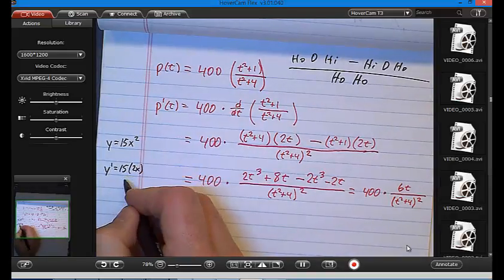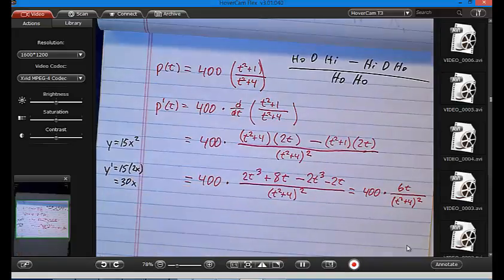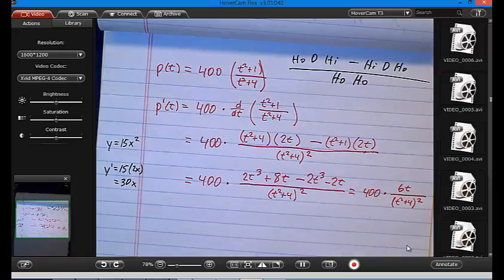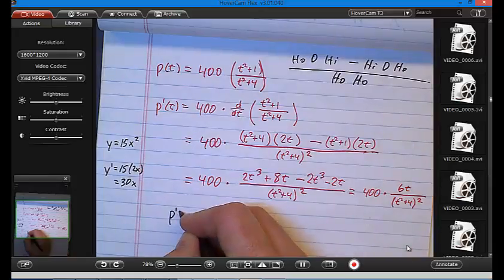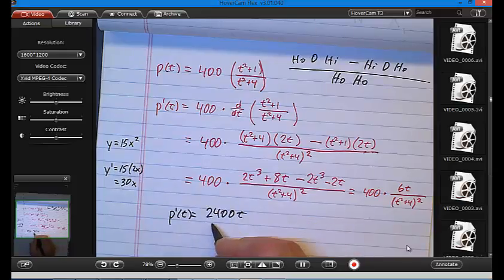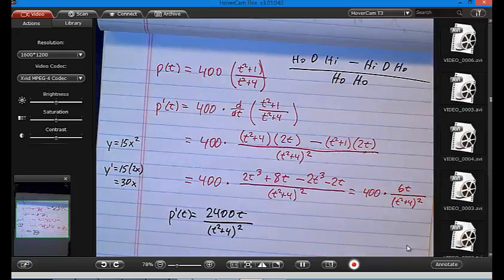Okay? So yeah, maybe at the end we would write p prime of t is 400 times 6, which would be 2400t over t squared plus 4 squared, or something like that. That might be what we read, right? Anyways, back to the book. They graph p prime of t in red. There it is. 2400t over t squared plus 4 squared. They say it looks like that in red.